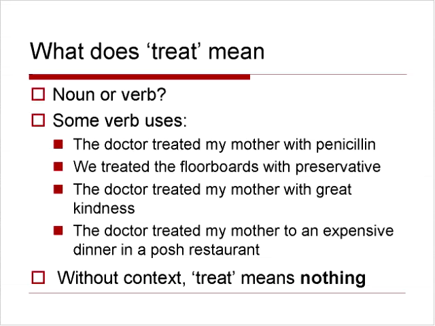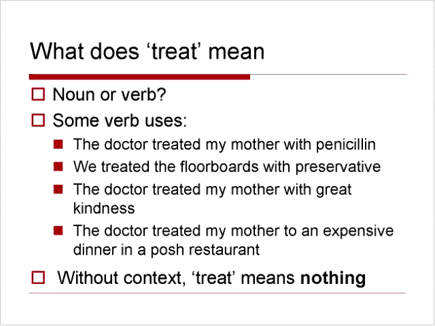I'll give you an example with the word treat. If I say to you, what does treat mean? Actually, it doesn't mean anything until you add context. First of all, you need to know, are we talking about the noun or the verb? English has got that funny morphology where nouns and verbs can have the same word form. So let's have a look at some verb uses. Here's the first one. The doctor treated my mother with penicillin. Okay, so that's obviously giving medical treatment to make somebody better.